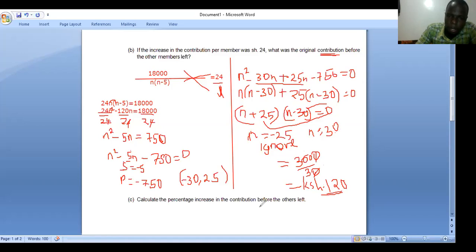Calculate the percentage increase in contribution before others left. If the increase was 24 and the original was this, I just take 24 divided by 120 times 100. 0 cancels 0. 12 goes there twice. So the percentage increase was 20. Because the question is percentage, you have to give the answer in terms of percentage. And that is the solution, 20%.